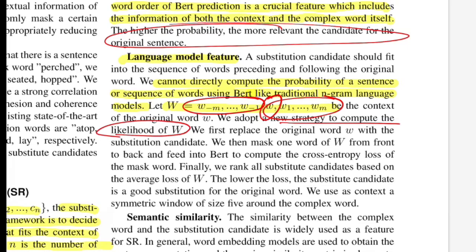So the likelihood of a sentence would mean how likely or probable this sentence is in terms of its construction in the context of rules from some language, let's say L. They say we first replace the original word W with the substitution candidate. We then mask one word of W from front to back and feed it to BERT to compute the cross entropy loss of the masked word. And finally, we rank all the substitute candidates based on the average loss of W. The lower the loss, the better the substitute is for the original word.